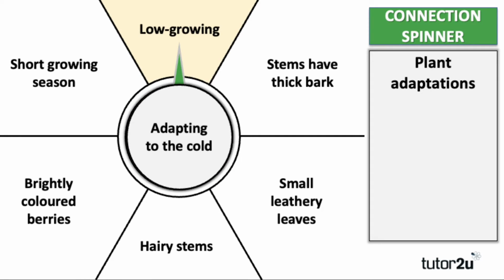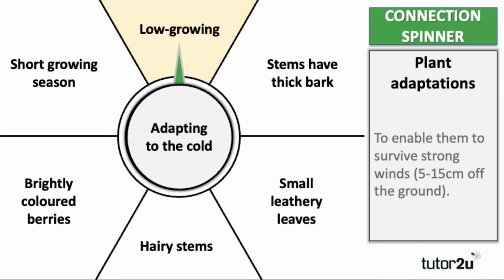Okay, so we have got low growing. So plants tend to be low growing. Why does this help them adapt to those cold environments? I'll give you a few moments and then we will reveal the answer. Let's have a look. So it enables them to survive those strong winds.